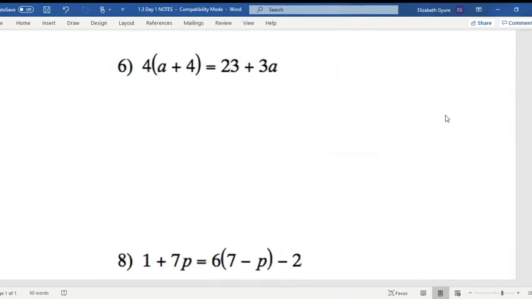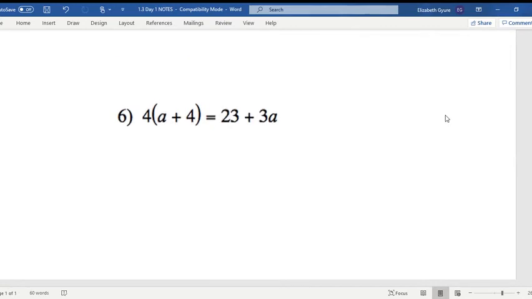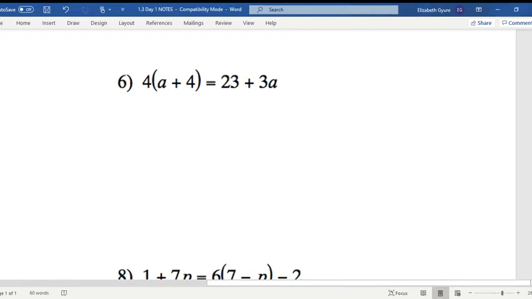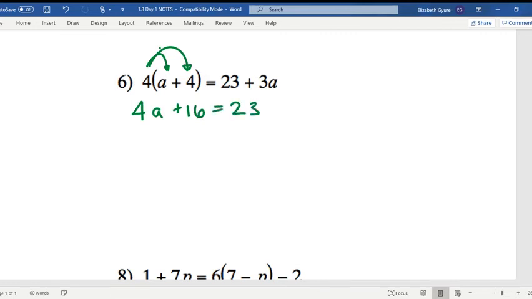Okay. All right. Number 6. Hannah, what do I do first? And what do I get when I distribute over here? Yeah. 4 times A is 4A. 4 times 4 is 16. So 4A plus 16. And then just drop down that 23 plus 3A. Good. Owen, what do I do now?